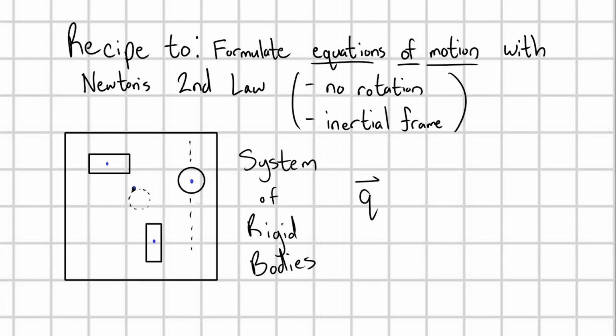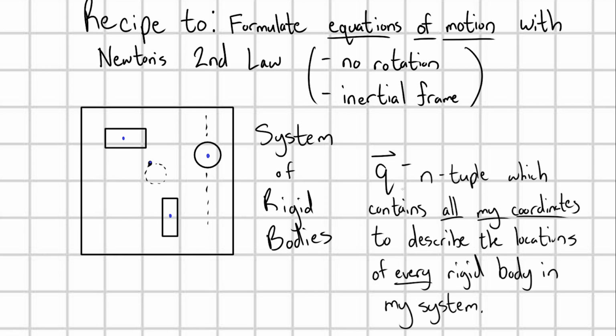So these are Cartesian coordinates, x's, y's, and z's, or angles theta, or radial distances r, right? I just wrote out here that Q is an n-tuple, it's just a big list which contains all of my coordinates that I need to describe the locations of every rigid body in my system. And because Q is just a general set of coordinates depending on the problem we're talking about, we very naturally call this a set of generalized coordinates.